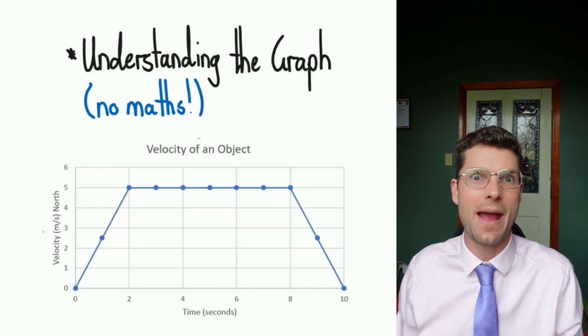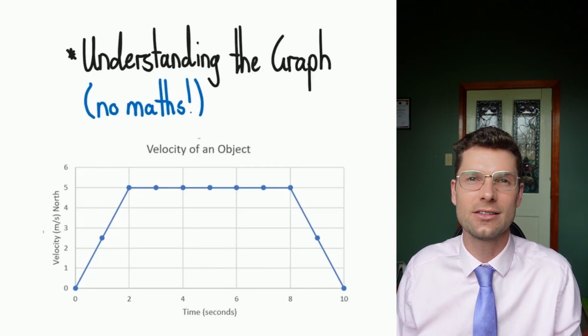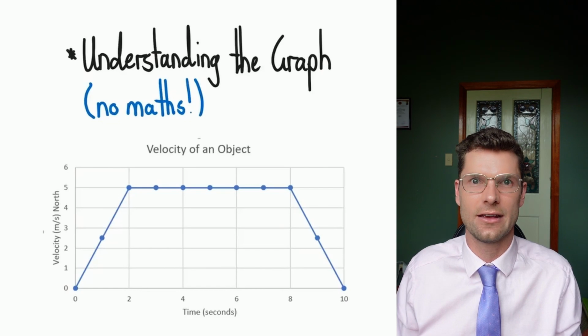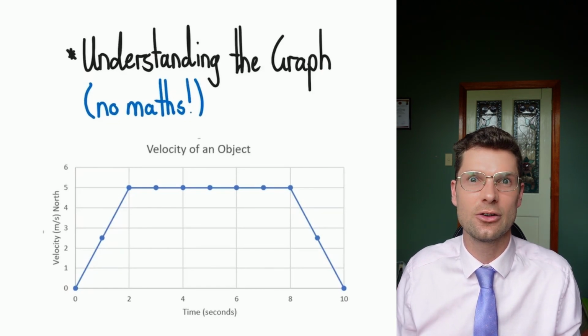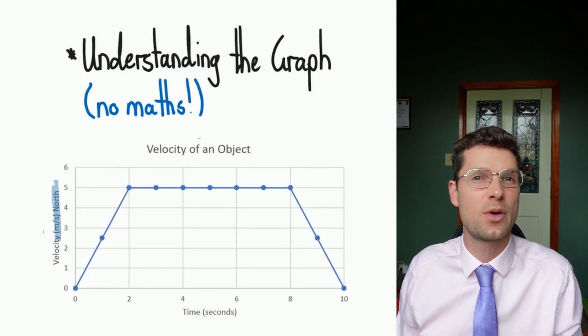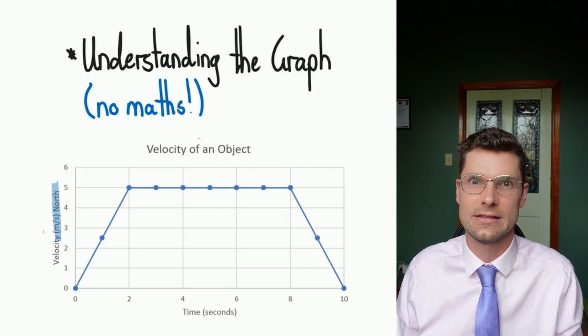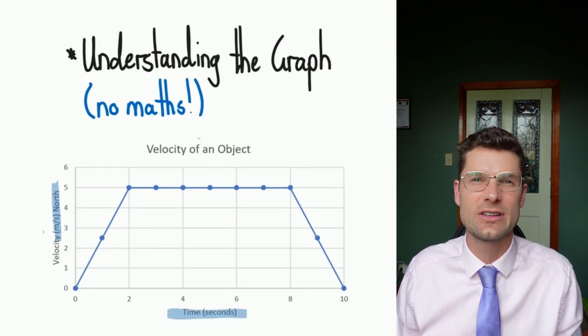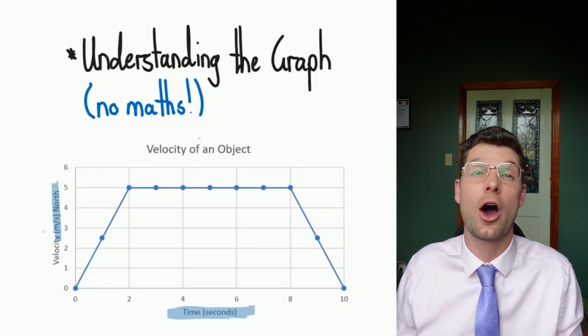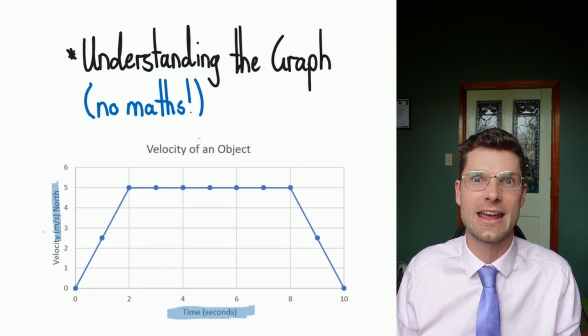So to start off, we're just going to look at understanding the graph. We're not actually going to do any maths in this example. We are just looking at what's happening at every second. So the first thing that we do need to look at is we need to know that we are in meters per second north, and that north is important. The other thing that really helps here is that we are looking at seconds. The entire time of this experiment is just 10 seconds in total.